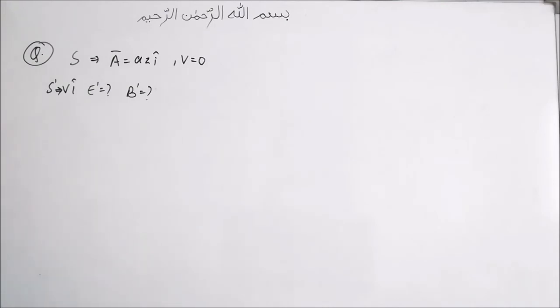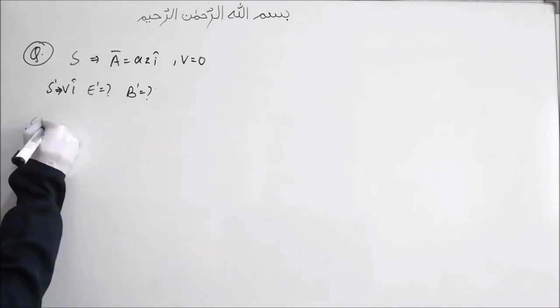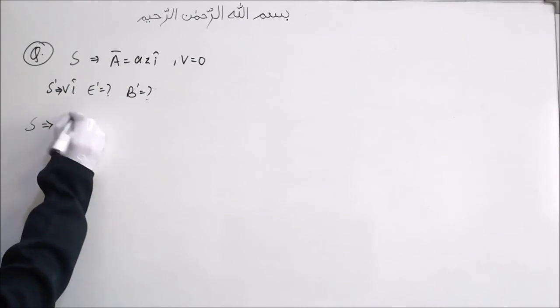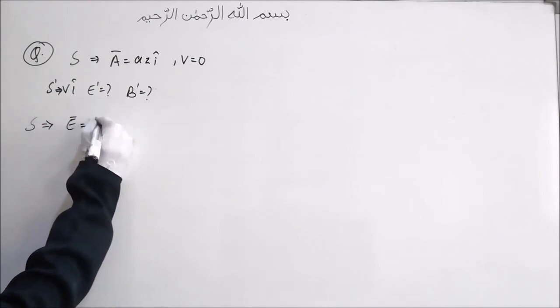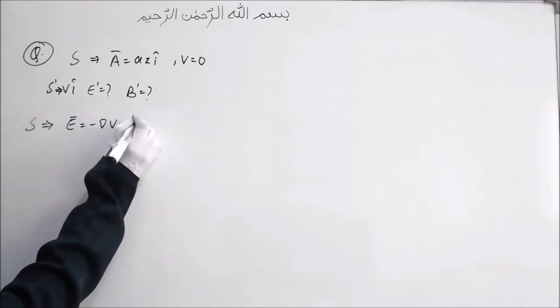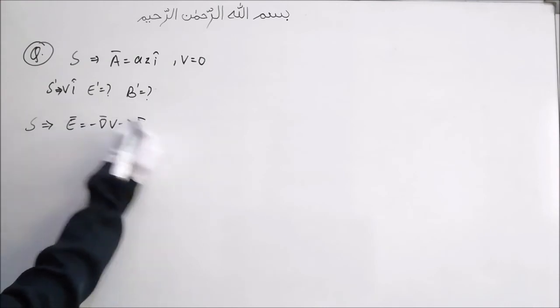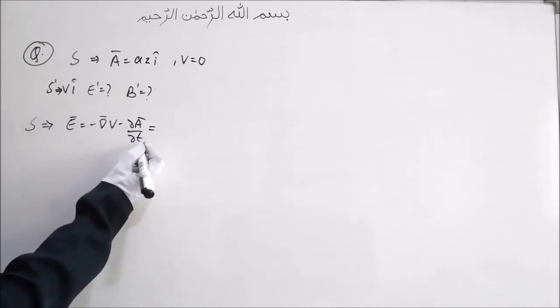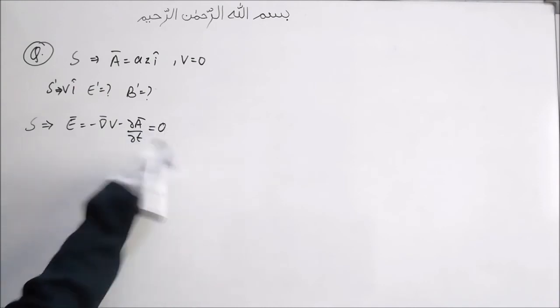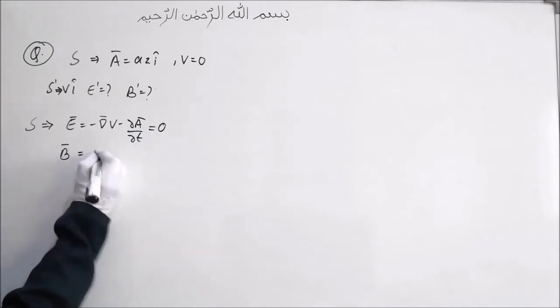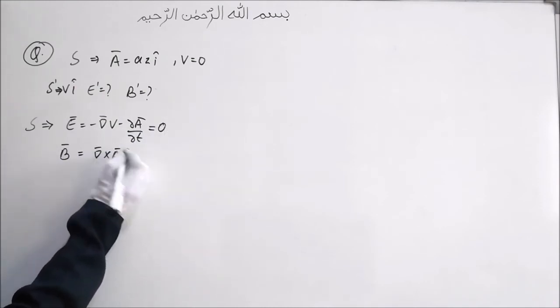So first we will find the electric field and the magnetic field in S frame, and then use transformation equations to transform them and find E dash and B dash. So in S frame, what is E? E is equal to, we know, minus del V minus del A by del T. Now V is already 0, A is not dependent on T, this will be equal to 0. And B will be equal to del bar cross A bar.